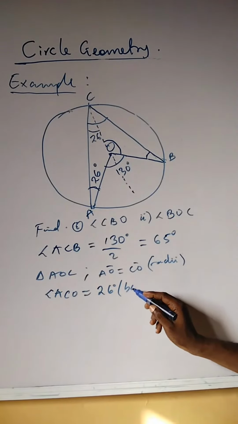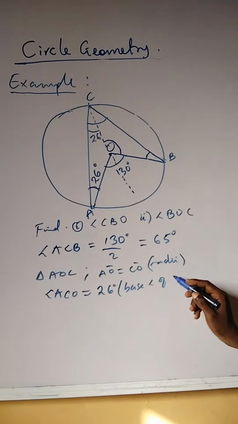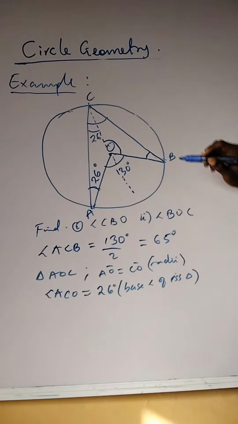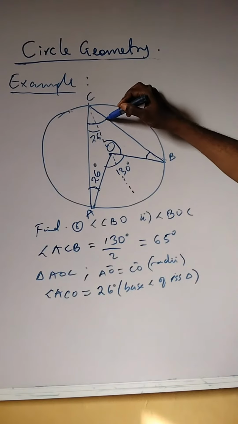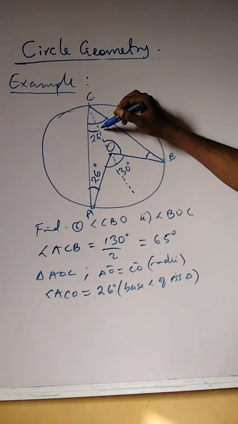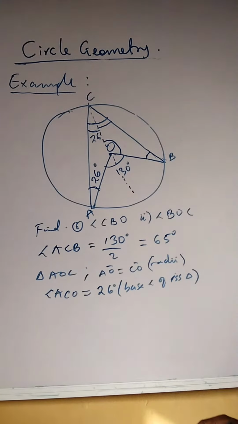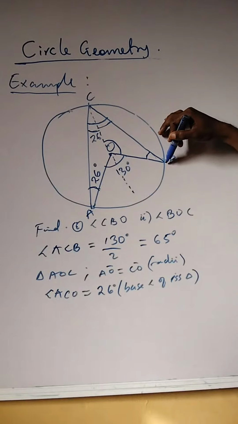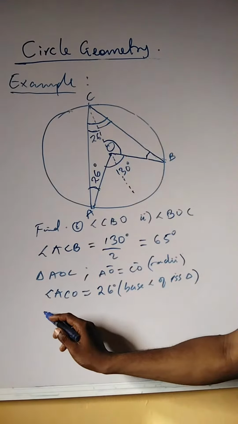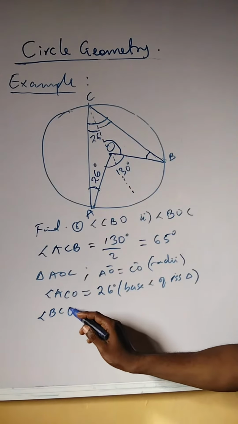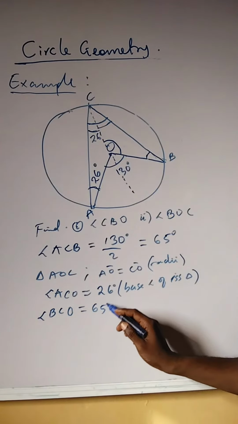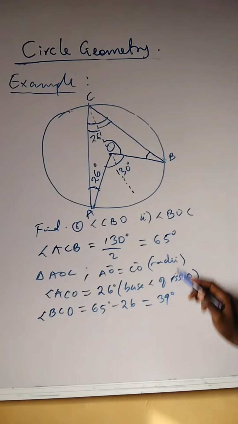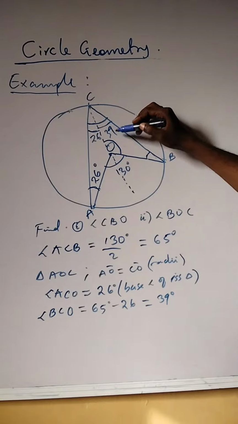That's a base angle of an isosceles triangle. Now, don't forget that the whole of this angle is 65 degrees, and we got this to be 26 degrees. Now, we can get this angle by subtracting 26 from 65. And this angle marked here, using 3 letters, is angle BCO. So angle BCO is equal to 65 degrees minus 26 degrees, which is equal to 39 degrees.